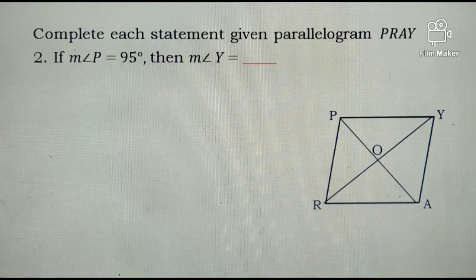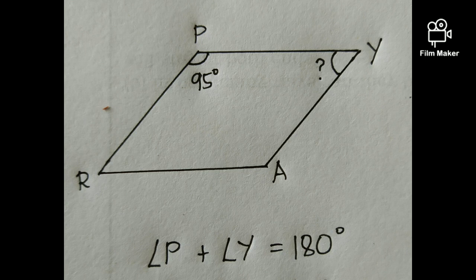Number 2, if the measure of angle P is equal to 95 degrees, then what is the measure of angle Y? Again, tinanggal ko muna yung diagonals niya para makita natin yung figure. So, ang i-apply ulit natin na property dito is yung property number 3, wherein consecutive angles are supplementary. Angle P plus angle Y is equal to 180 degrees.